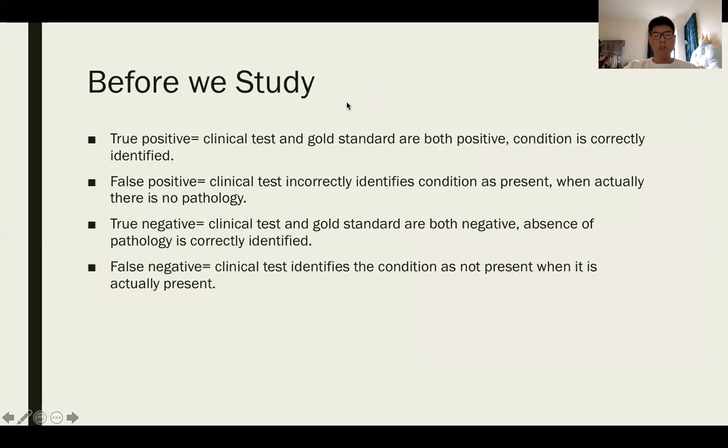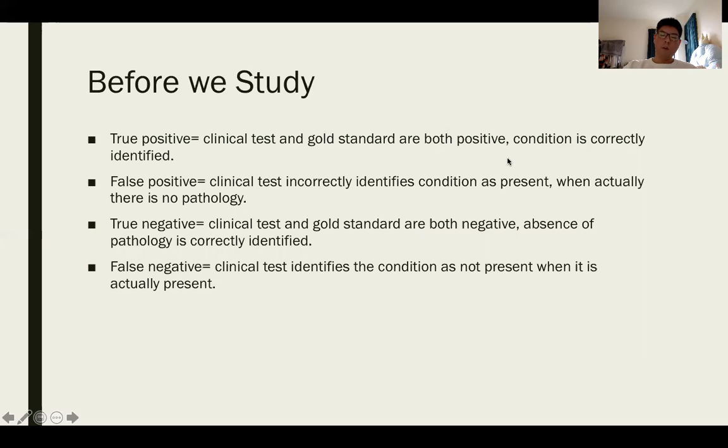Before we start to talk about sensitivity and specificity, I want to introduce the four terms that we're going to use to explain those two terms. The first one is true positive. The definition here is that the clinical test and the gold standard are both positive, and the condition is correctly identified.